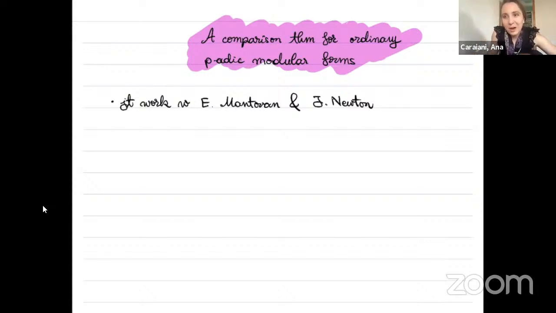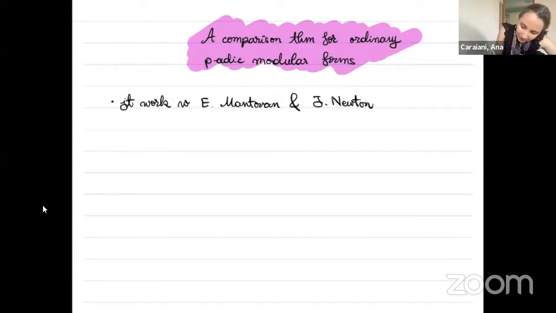Right. And so what I want to talk about today is joint work in progress with Elena Mantovan and James Newton. What we want to do is give a new proof of an older result originally due to Ohta, a comparison theorem that relates different definitions of ordinary p-adic modular forms. We're interested in this because we're trying to understand how one might generalize to other Shimura varieties. But for now, this is work in progress, and we're really just looking at the modular curve.